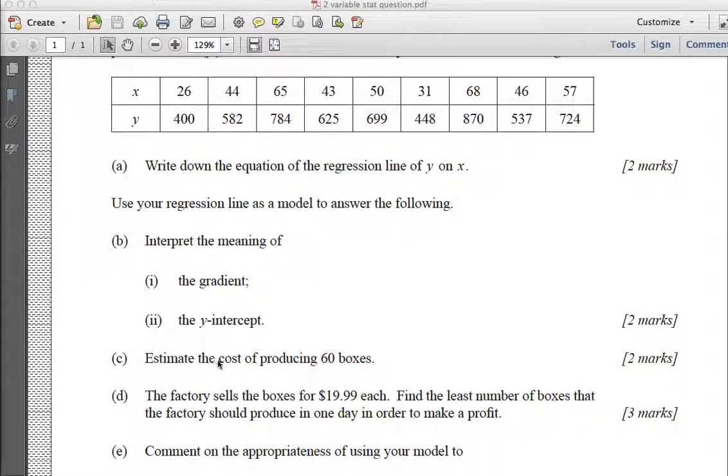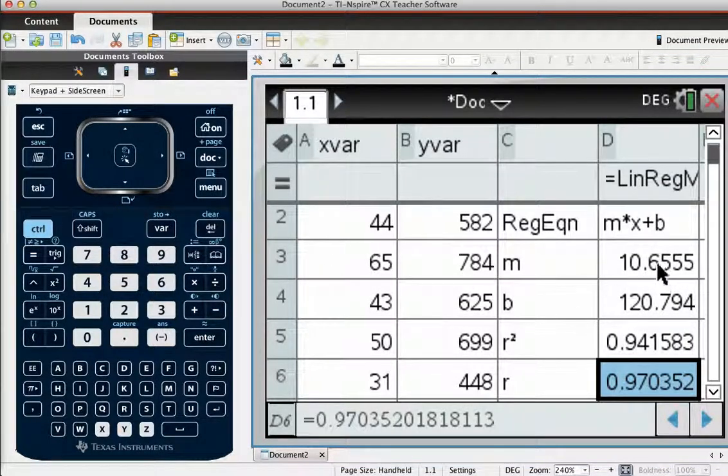Later on we have to estimate the cost of producing 60 boxes. So we have to figure out if x was equal to 60, what would y be equal to according to our equation. So if we have a look at going back here, we could of course just take these values here, substitute in x is 60 and calculate it, but we'd need to make sure if we did that we used the maximum accuracy for these numbers here.